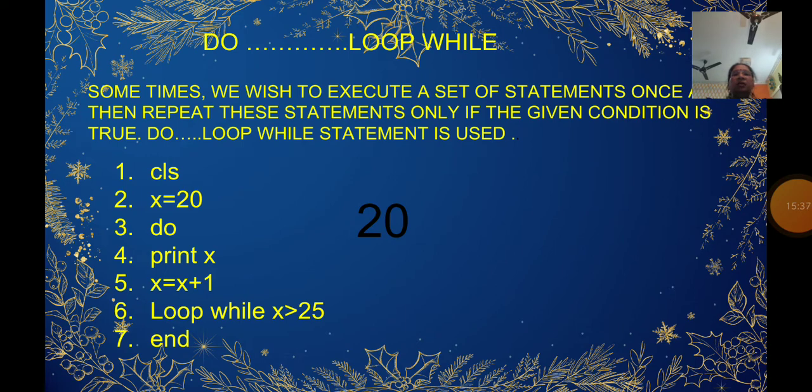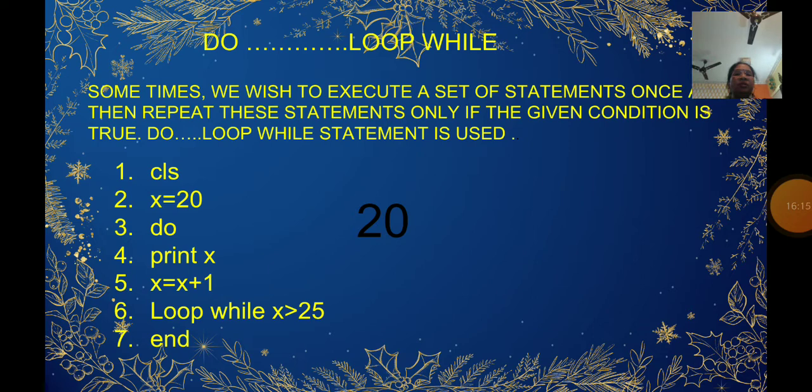Sometimes we wish to execute a set of statements once and then repeat the statement only if the given condition is true. That time we are using the do while loop. Now can you see this program? x is equal to 20, then line number 3, that is do, then line number 4, that is print x, and line number 6, loop while x is greater than 25.